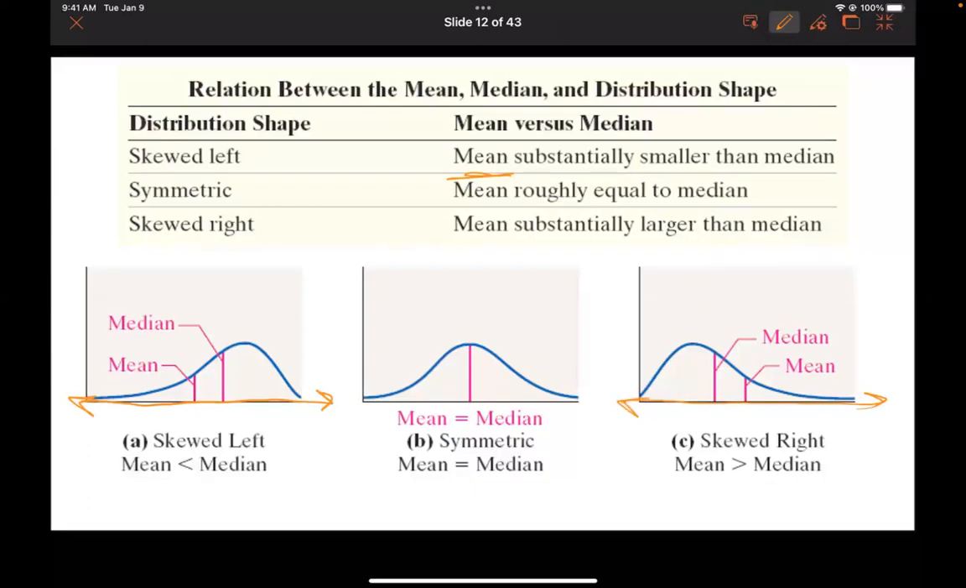Now, notice how all of these are adverbs. We never deal with absolutes, so some of it is a judgment call. For example, we had 79 for the mean on those test scores and 79.5 for the median. Those are roughly the same, so I would say that data was symmetric. But what if I had a 79 for my mean test score and an 85 for the median test score? My mean is significantly smaller than my median, so I would say that was skewed left. You just have to make a judgment call there.